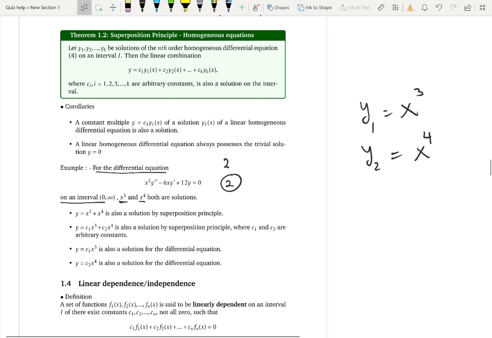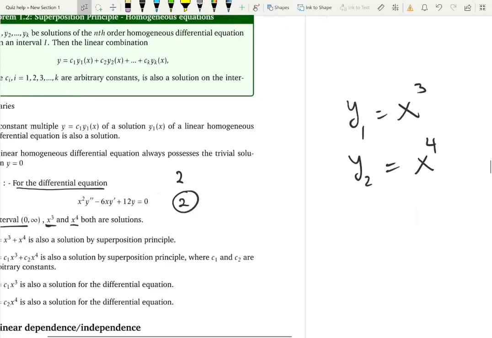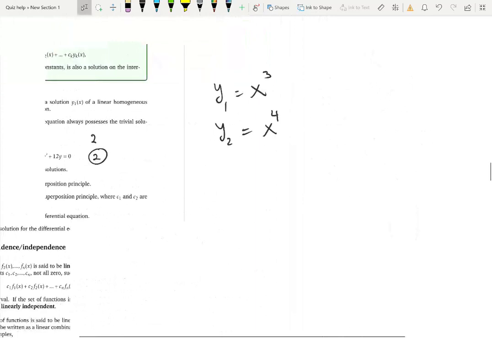Okay, let me tell you something. Combine them in a linear manner. Take the linear combination of them. That means multiply x cube by a constant, multiply x to the 4 by a constant and add them. That is also a solution of the same differential equation. Interesting, right? Okay, so let me show you.